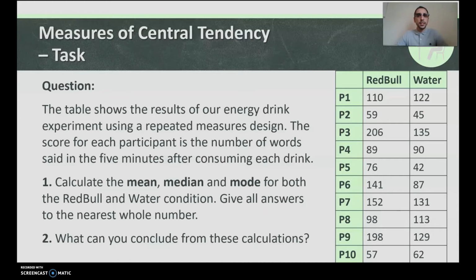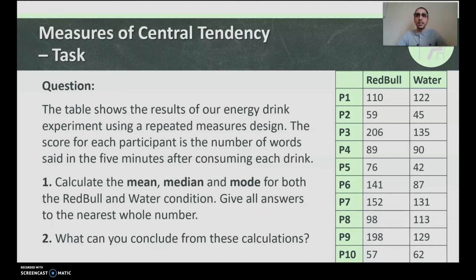We've got a table on the right. Let's have a look. The table shows the results of our energy drink experiment using a repeated measures design. Repeated measures means the participants took part in 2 different conditions. In our energy drink experiment, we were measuring how many words people say in a 5-minute period after they had drunk a drink.